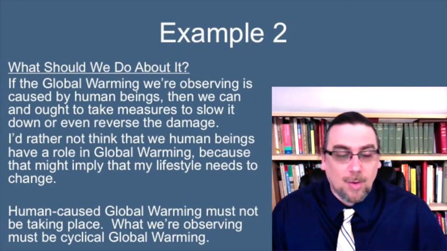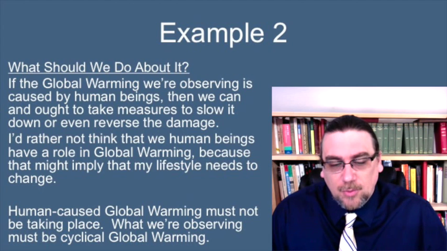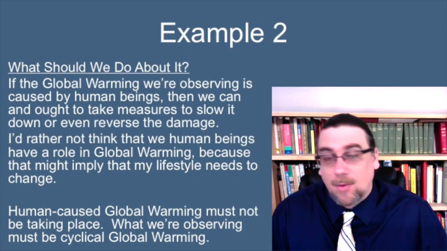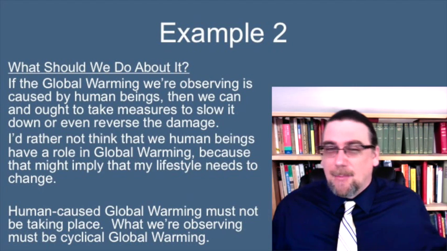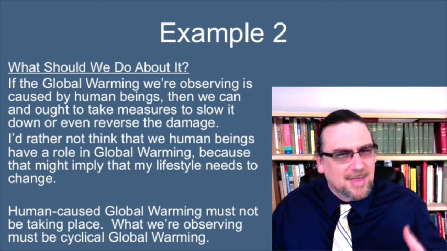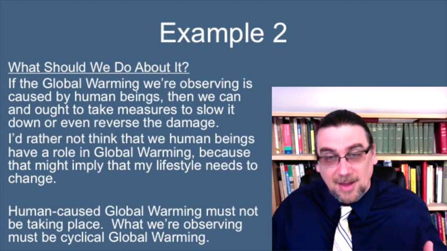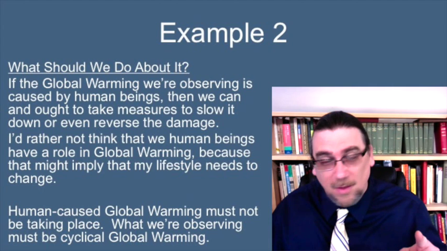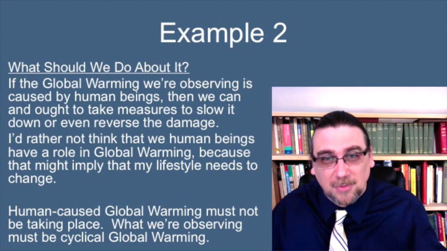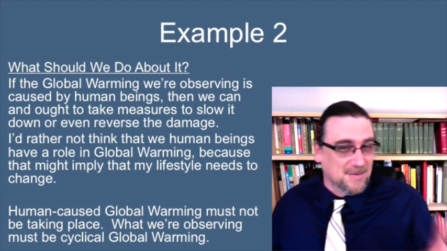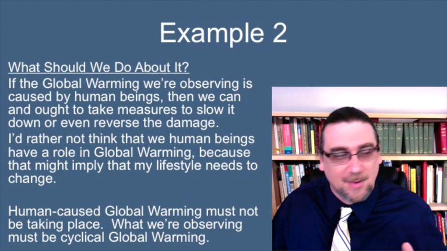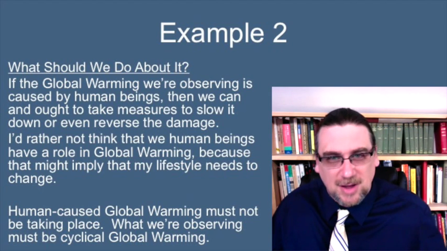This is about global warming. If the global warming we're observing is caused by human beings, then we can and ought to take measures to slow it down or even reverse the damage. But I'd rather not think that we human beings have a role in global warming because that might imply that my lifestyle needs to change. This, by the way, not only applies to conservatives, but also applies to hypocritical liberals who are living an environmentally damaging lifestyle, driving their Hummers around and taking private jets and things like that.